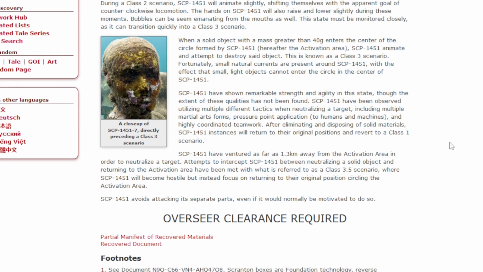a Class 1 scenario. SCP-1451 have ventured as far as 1.3 kilometers away from the activation area in order to neutralize a target. Attempts to intercept it between neutralizing a solid object and returning to the activation area have been met with what is referred to as a Class 3.5 scenario, where 1451 will become hostile, but instead of focusing on returning to the original position, will instead focus on returning to their original position circling the activation area. SCP-1451 avoids attacks on its separate parts, even if it would normally be motivated to do so.